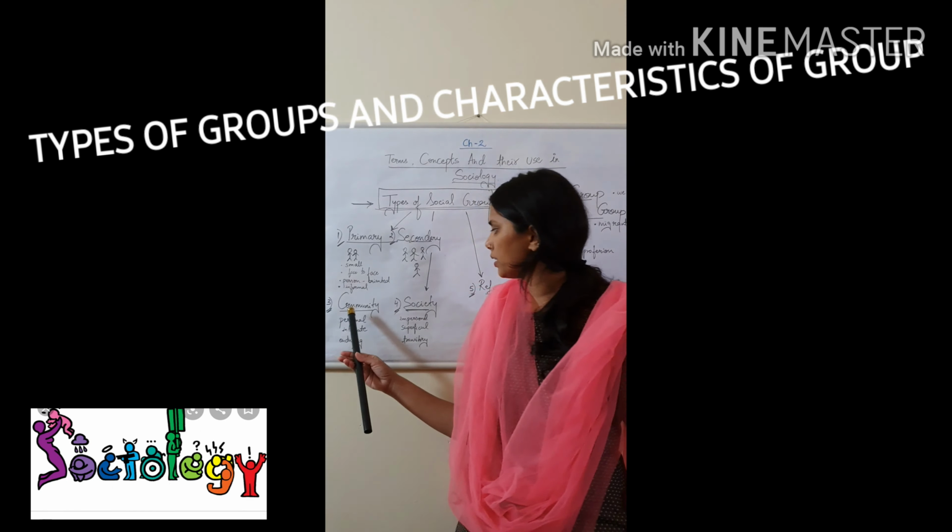Personal relationships between people in a community, impersonal relationships in society. Intimate versus superficial, meaning not very close. On the whole, if you see, they appear to be close, but they're not close. It is transitory, meaning it's not permanent. This type of group is not permanent. Community can be parallel to primary group, somewhat like primary group, and society is like secondary group.